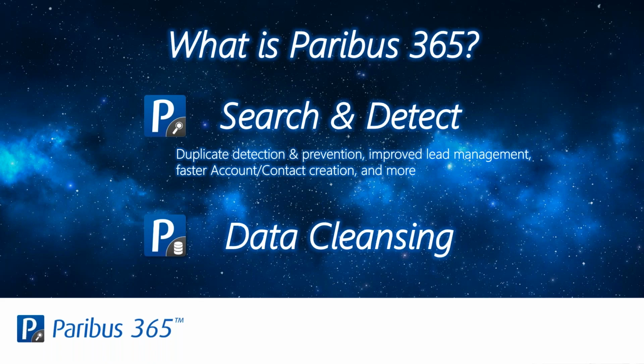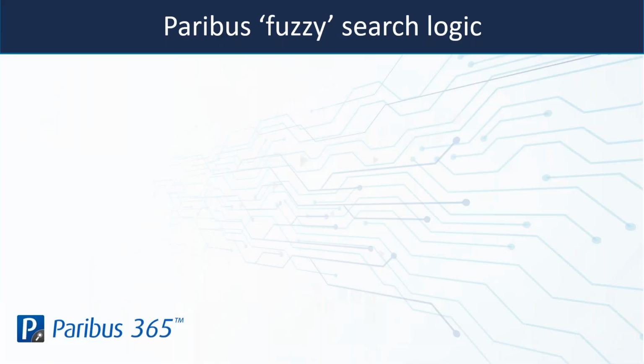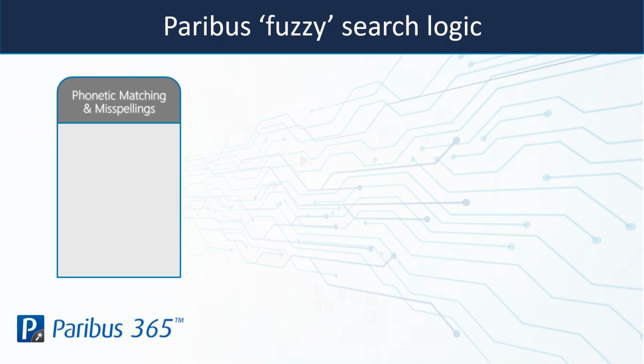It basically allows the data stewards or the system admins to identify and merge duplicates in bulk, all behind the scenes, okay? All right, so now the true power of either of these solutions under Paribus 365 is the match engine, which allows users to perform fuzzy matches based on things like phonetics, right? Even if things are misspelled, if they're phonetically close, we're going to be able to match on that.